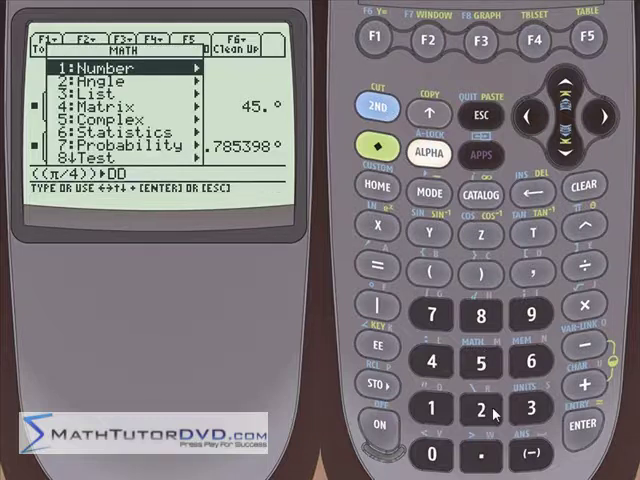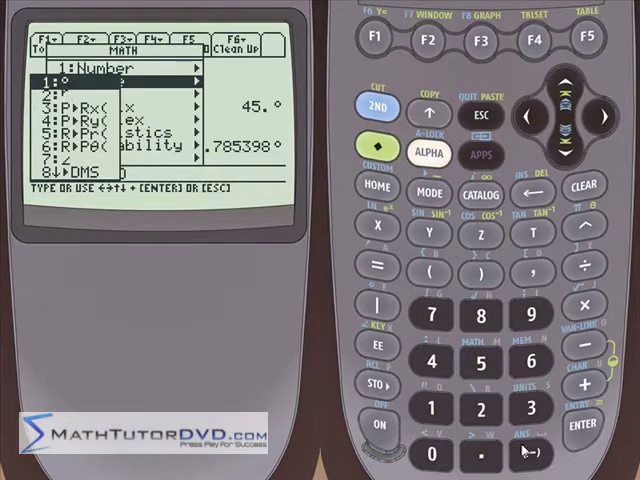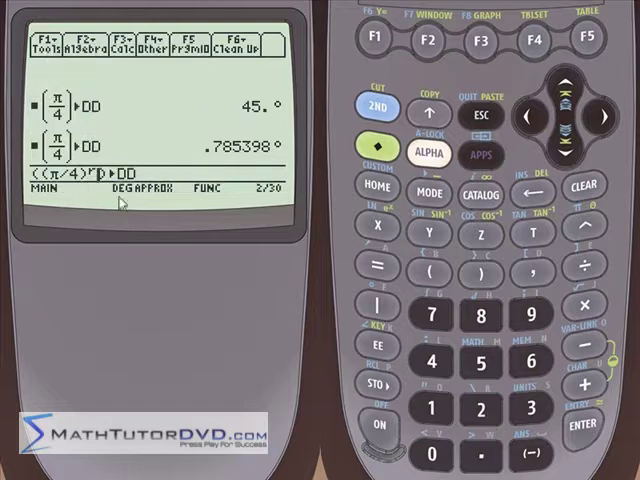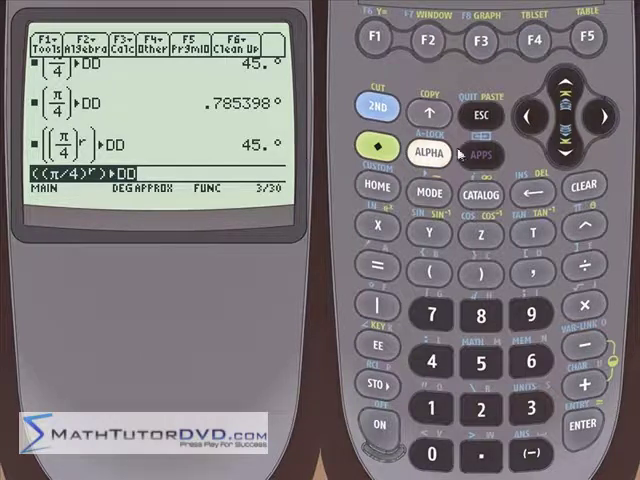So you go to the math menu, number 2. Number 2 is the radian indicator. Now you're overriding the fact that we're in degree mode. You're telling it pi over 4 radians convert to degrees. And it does exactly what you would expect it to do.